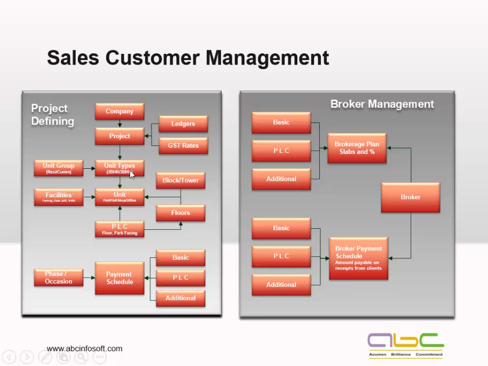Then we are defining unit types. Unit types are the various units where we are classifying them as per the size. For the residential, it could be 2 BHK, 3 BHK. For the commercial, it could be various sizes of the units. And then units are defined as per the unit group. Like there could be multiple projects with residential, commercial, or maybe apartment, plotting, or any other parameters. So we can club them together in the unit group.